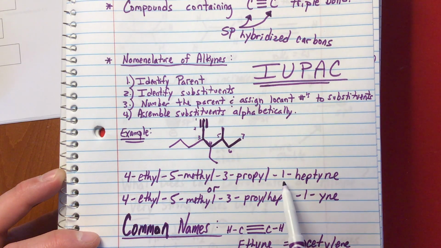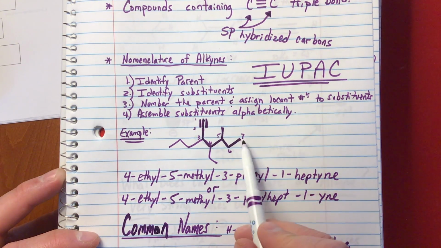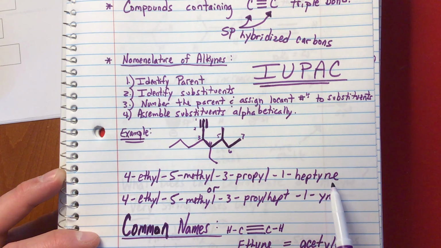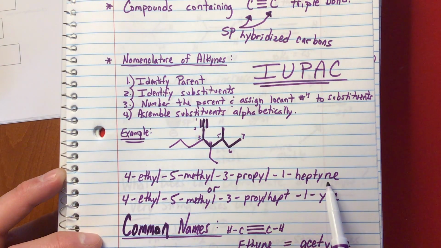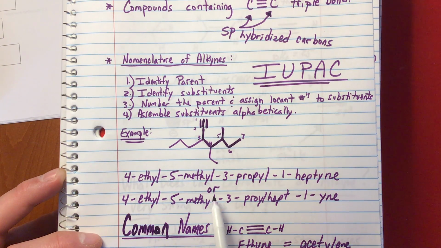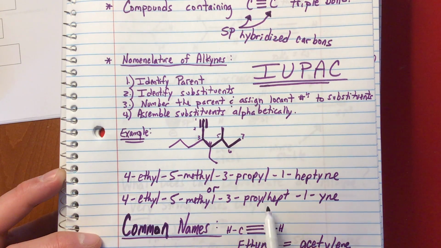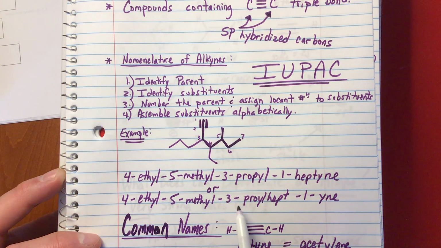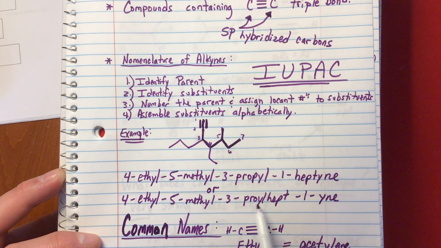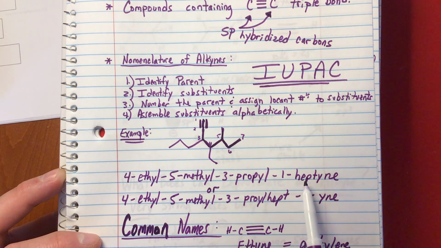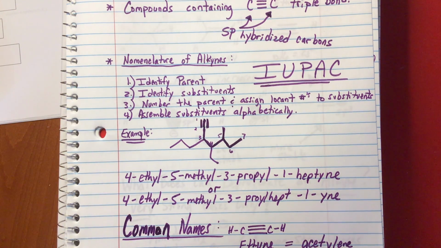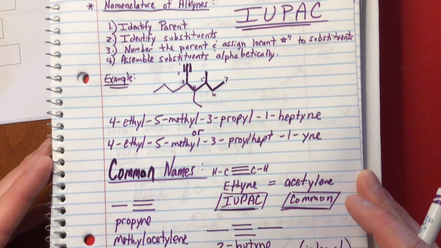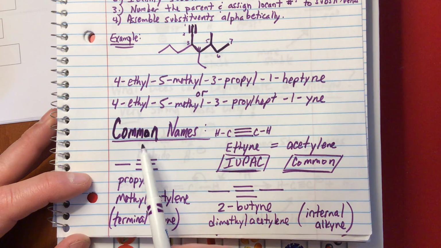It's on carbon 1. And then since the parent has 7 carbons, it's hept, and then ine would identify the alkyne. Another possible way of naming this would be pretty much the same at the beginning, 4-ethyl, 5-methyl, 3-propyl. But here, instead of calling it propyl-1-heptyne, we would call it 3-propylhept-1-yne. So just kind of rearranging the 1 with the hept. So either method is fine. Continuing on, that was IUPAC naming.